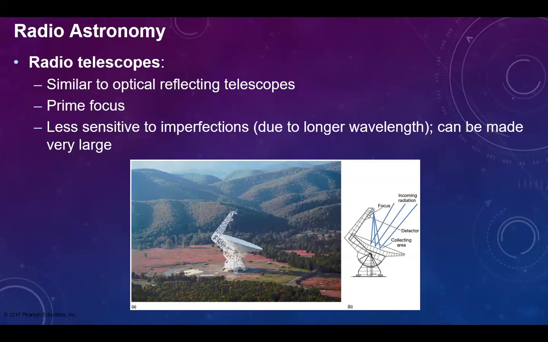And because radio waves are larger, their mirrors are less sensitive to imperfections. So they don't have to be perfectly smooth glass surfaces. They can be metal mesh. Because the wavelengths are longer, and they're less sensitive to imperfections, you can make metal mesh and make it very large. So radio telescopes get real big.